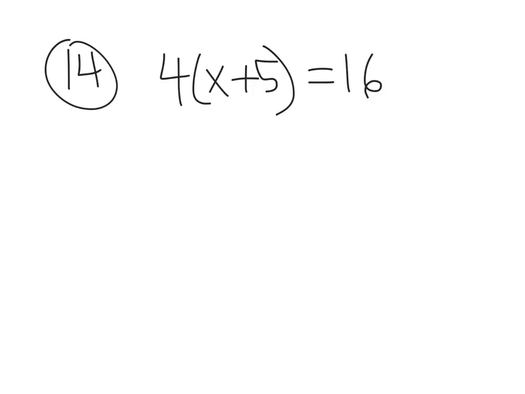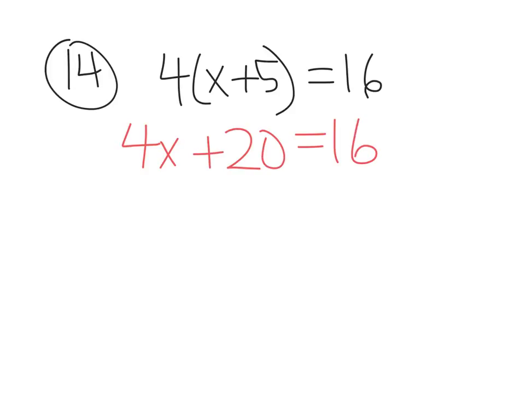So here we have another problem. In this case here, I'm going to have to distribute the 4 to the stuff inside the parentheses first. That's always going to be the first step. So here we go. 4 times x is going to be 4x, because remember it's 4 times 1x. 4 times 5 is going to be 20. That's going to be equal to 16.